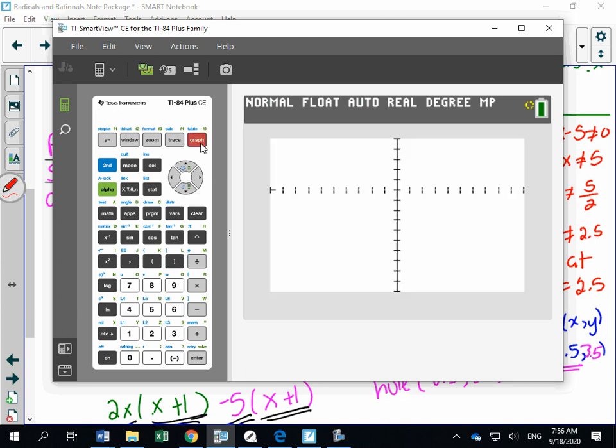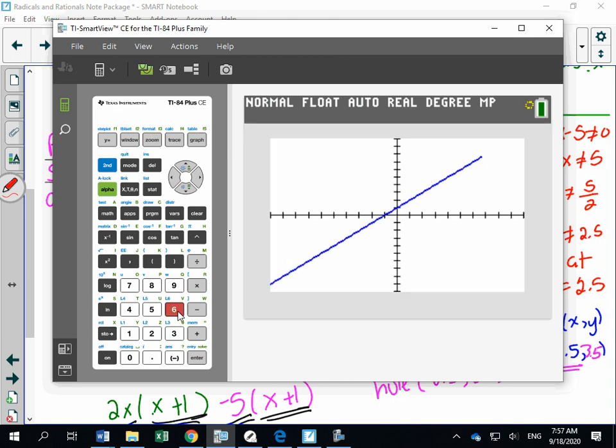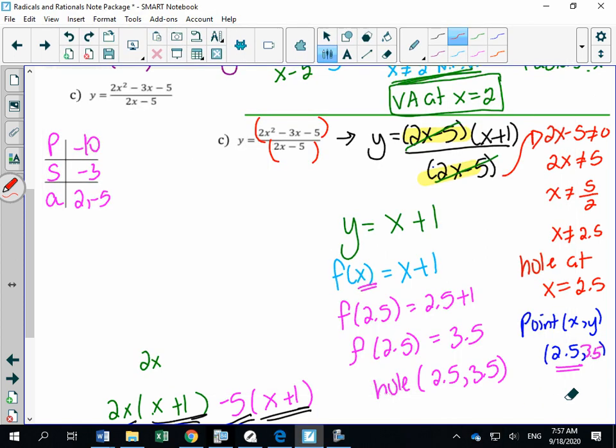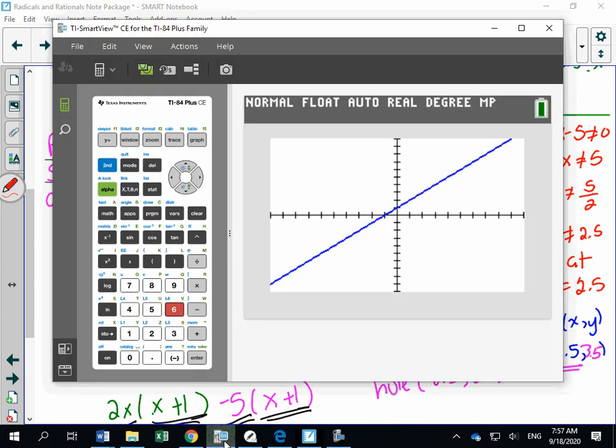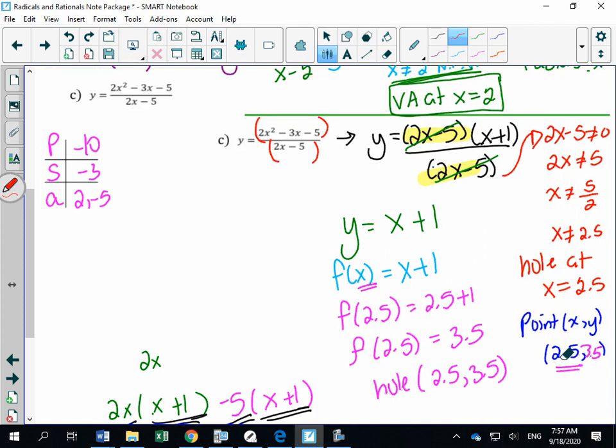Let's graph this. I'm going to go back to a Zoom 6 standard window because I had changed my window in the last question. So again, it looks like a linear graph, right? Which makes sense because when it simplifies, we get a linear graph. Y-intercept is 1, so everything looks good. You can't see the hole, but you have to know it's there. So where is my hole? My hole is at x is equal to 2.5. So let's see if we are correct.